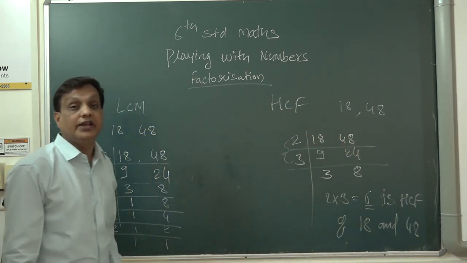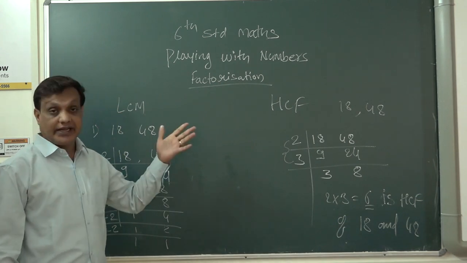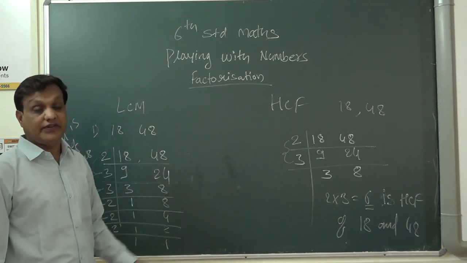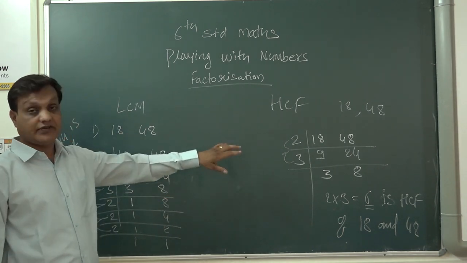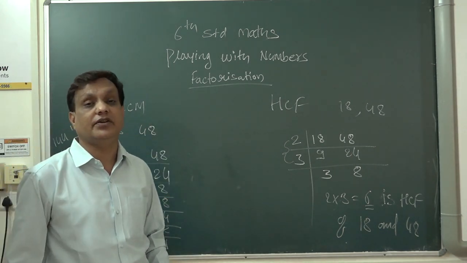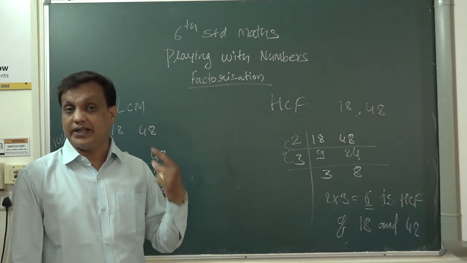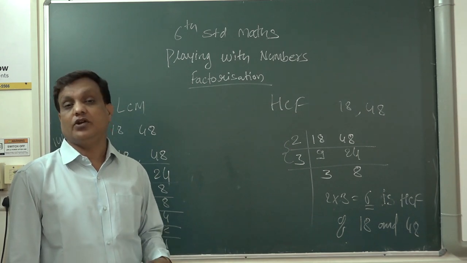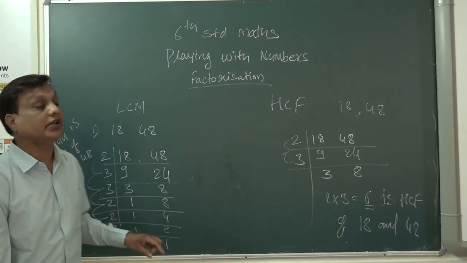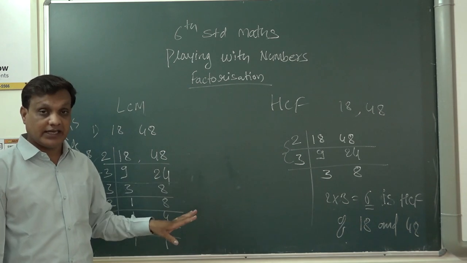So in this way we can find LCM and HCF. With the prime factorization method and the short division method we find the LCM and the HCF. We can find the LCM and HCF of any numbers, but we require a minimum of 2 numbers to find the LCM and the HCF. We cannot find the LCM of 1 number, we cannot find the HCF of 1 number. Minimum we require 2 numbers, maximum any numbers we can take.